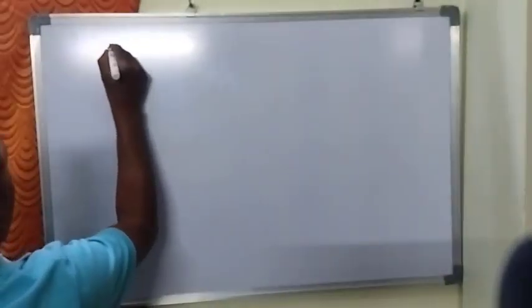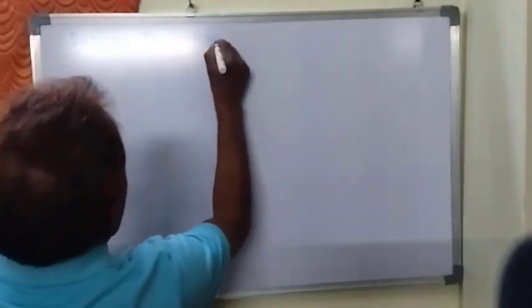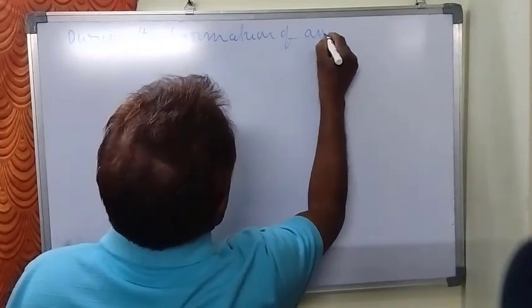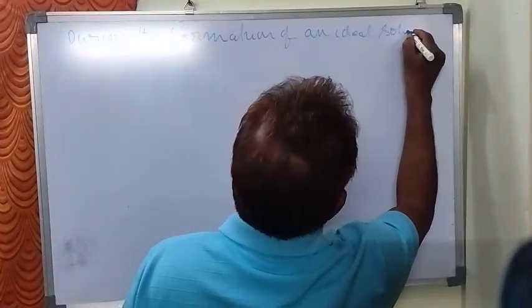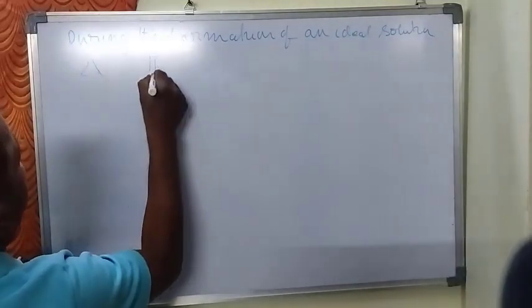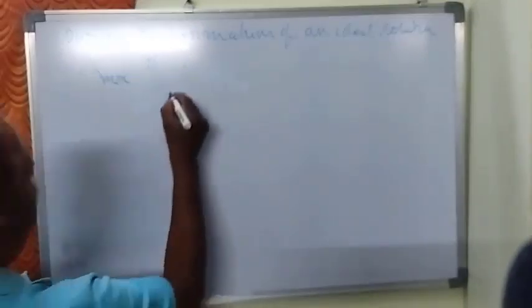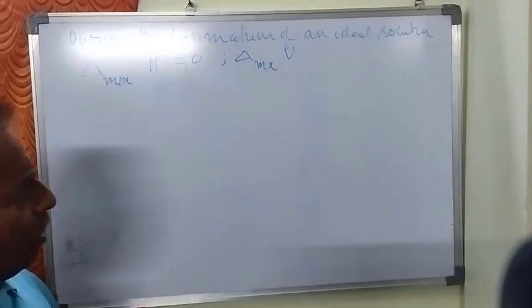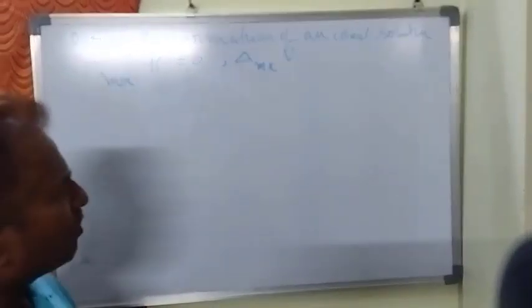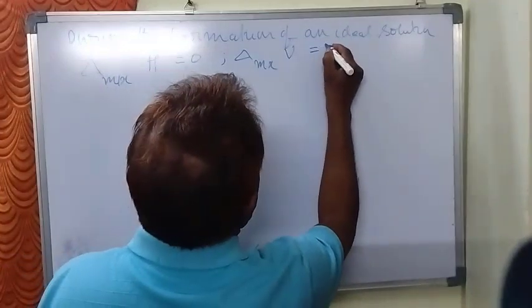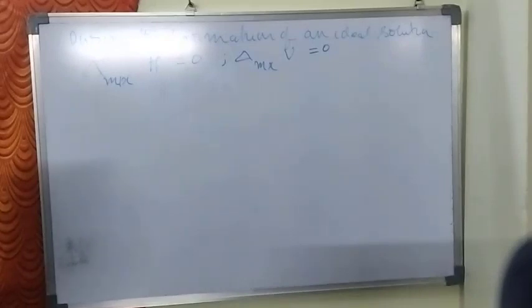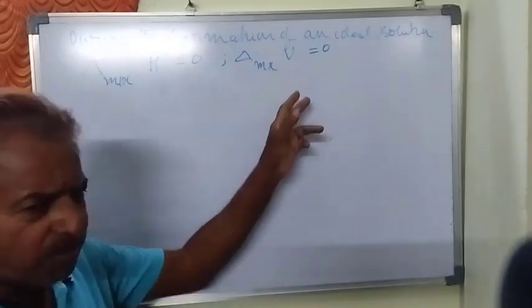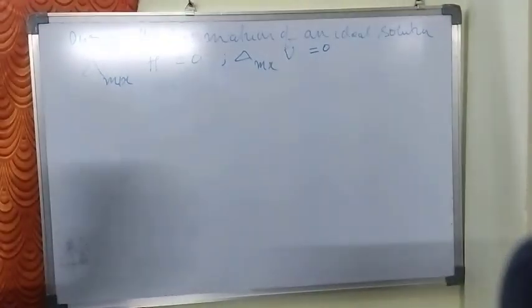So during the formation of an ideal solution, delta H mix, that means the enthalpy change during mixing of the two components, is equal to 0. Similarly, delta V mix, that means the sum of the volumes of both the components during mixing, is equal to 0. That means there is no increase or decrease of enthalpy, and similarly no increase or decrease of volume. So these are the two conditions during the formation of an ideal solution.